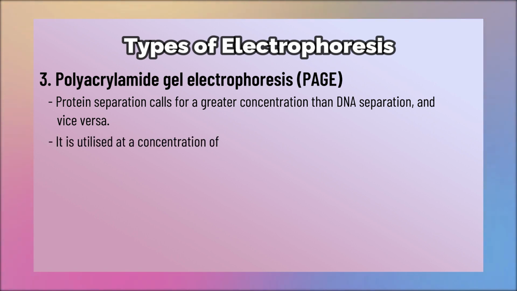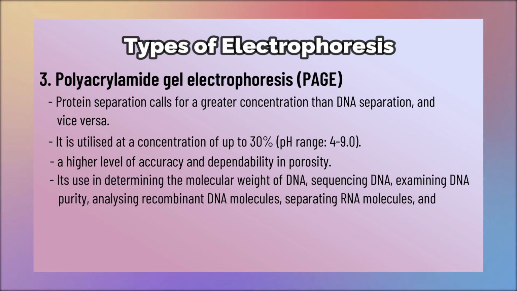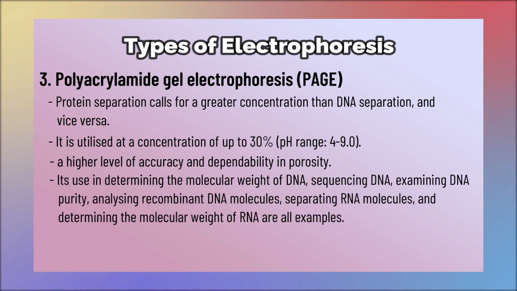It is utilized at a concentration of up to 30% with a pH of 4 to 9. A higher level of accuracy and dependability in porosity. Its uses include determining the molecular weight of DNA, sequencing DNA, examining DNA purity, analyzing recombinant DNA molecules, separating RNA molecules, and determining the molecular weight of RNA.